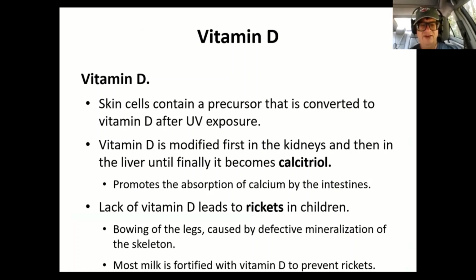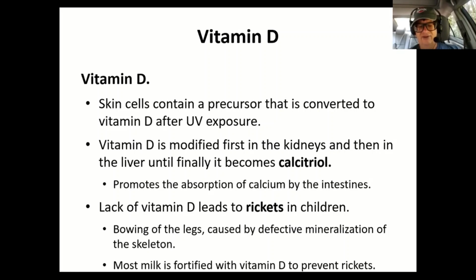Vitamin D, your skin cells have a chemical precursor, one of the things that will become vitamin D if you're exposed to UV light in the sun. It's modified in the kidneys and liver and becomes calcitriol, which makes the intestines absorb more calcium. So getting enough sunlight or enough vitamin D from your food, either one, is necessary for absorbing calcium in the intestines. If you don't, you won't get enough calcium. You'll have weak bones. That's what rickets is.